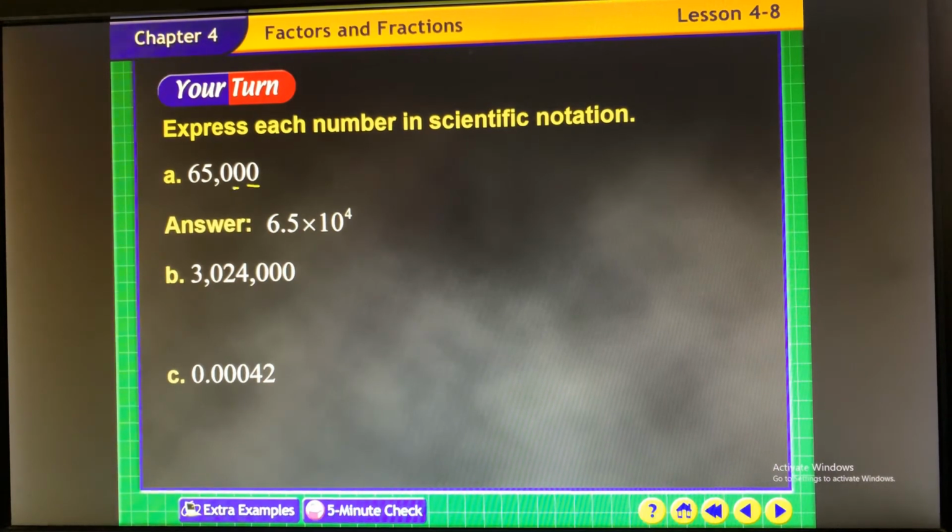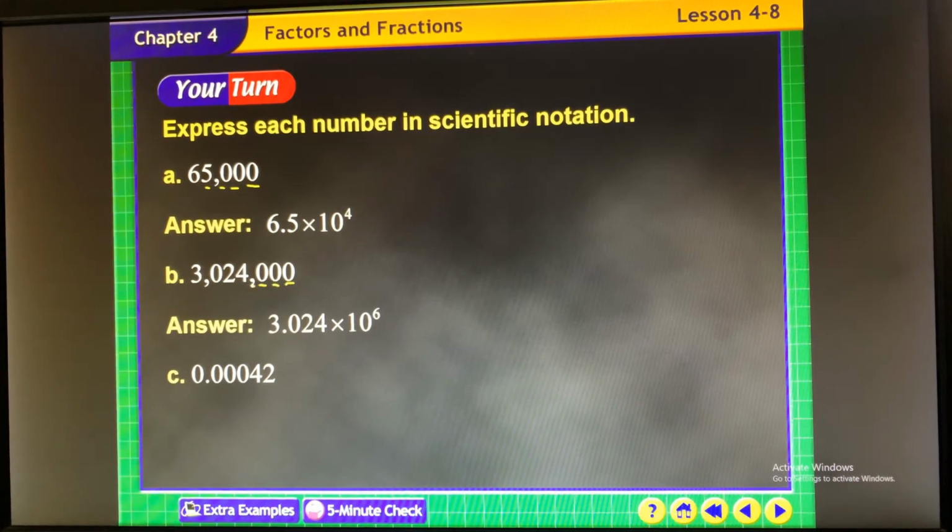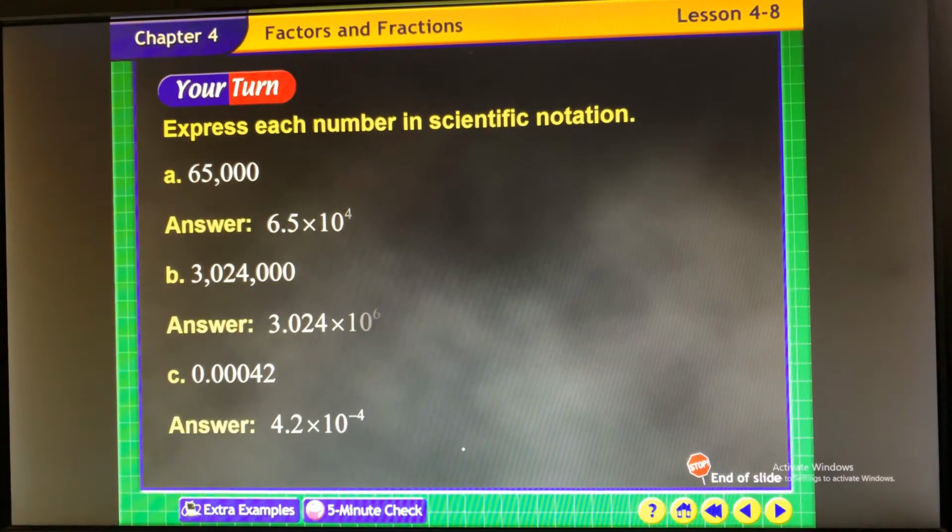I had to jump 4 to create 6.5. Focus in on these numbers. I would have had to jump 6 jumps to make this number less than 10. And then -4 because this number is a small number.